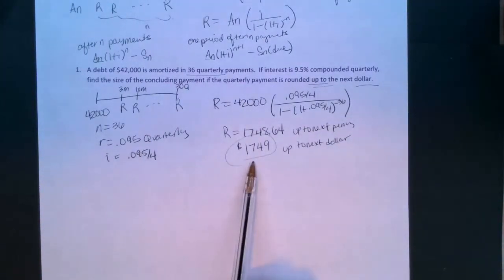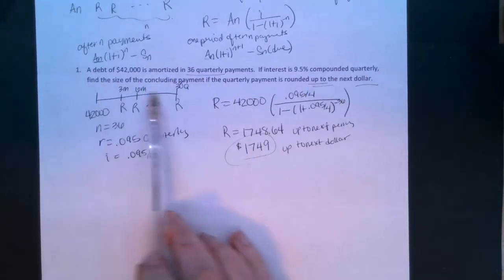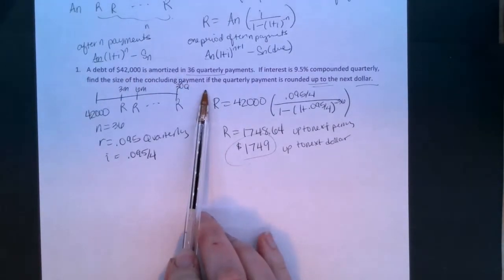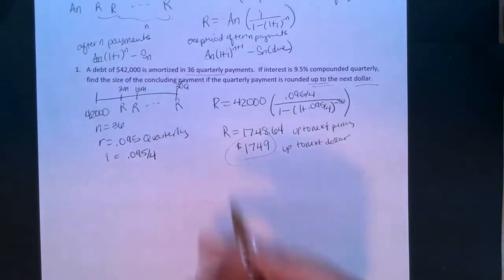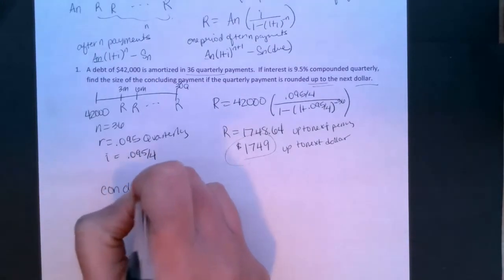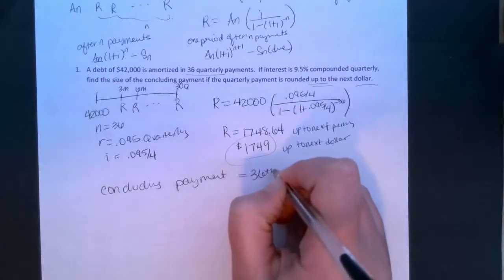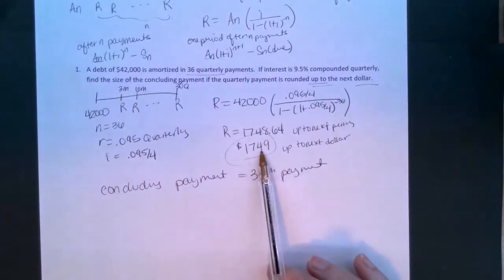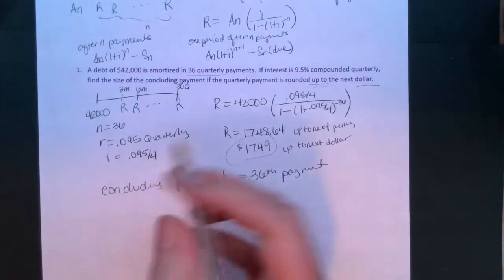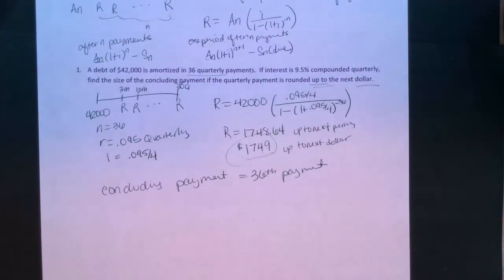Here we're trying to find the size of the concluding payment, so we're going to do it after 35 full payments of $1,749. We're finding the 36th payment. The concluding payment is equal to the 36th payment, because there's not going to be a 37th payment, since it's all paid off. We're using slightly over, so there's not going to be any money for that 37th payment. We take 35 payments of this, and then we get that smaller payment.